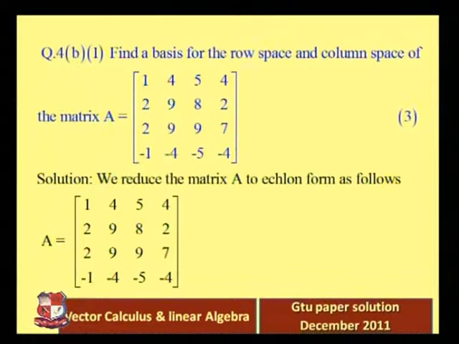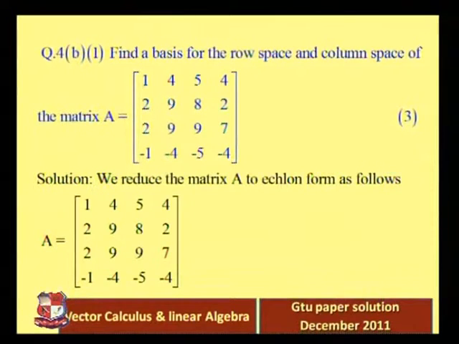Here is question number 4B1. Find the basis for the row space and column space of the matrix A. This is a 4 cross 4 matrix with first row 1 4 5 4, second row 2 9 8 2, third row 2 9 9 7, and fourth row -1 -4 -5 -4.